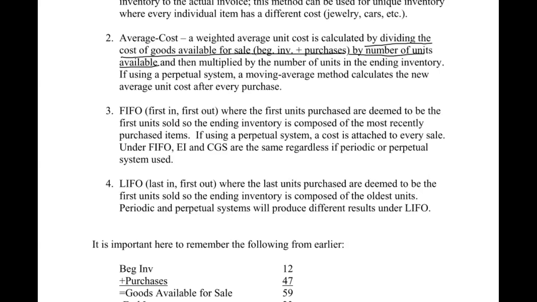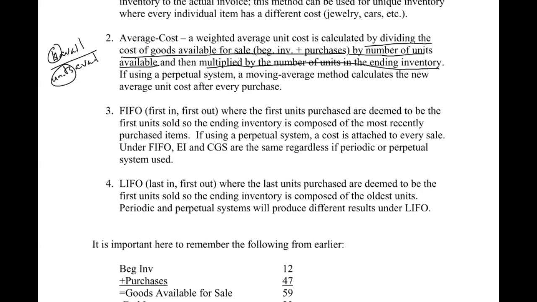Basically, we are taking the dollars available divided by the units available. Notice that's cost per unit. That gives us an average cost per unit, and then we multiply that cost per unit by the number of units left over, and that will tell us the ending inventory. Then we multiply it again by the number sold, and that will give us our cost of goods sold number. One thing to keep straight for numbers 2, 3, and 4 here is the difference between perpetual and periodic inventory.